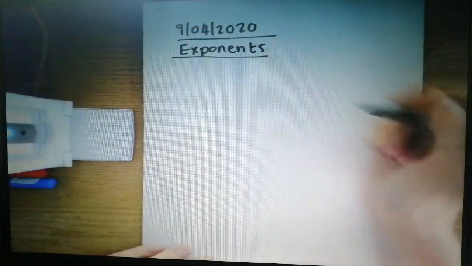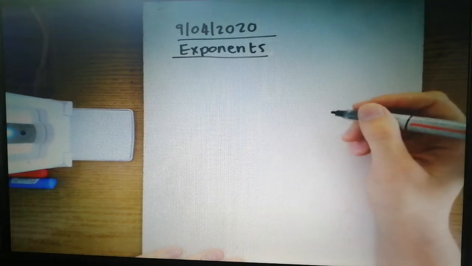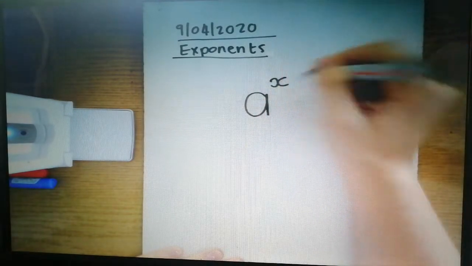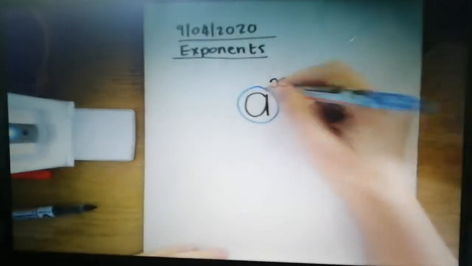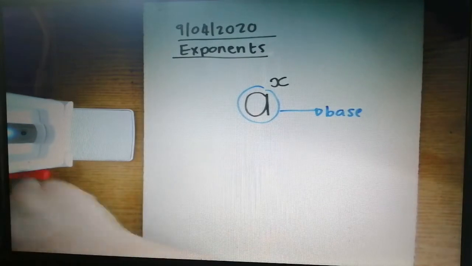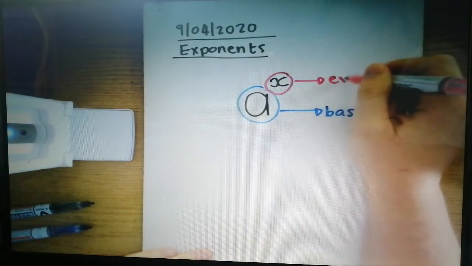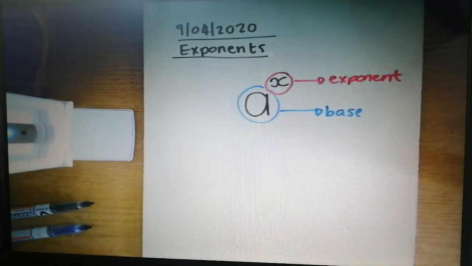Okay, exponents. So the first thing you need to know about exponents is an exponent looks like this. It has a base, it has an exponent, and together it's called a power. So that's a base. This is an exponent. And then together it's called a power.